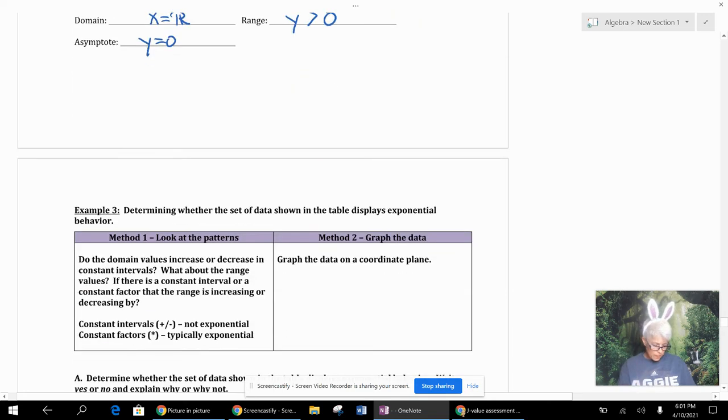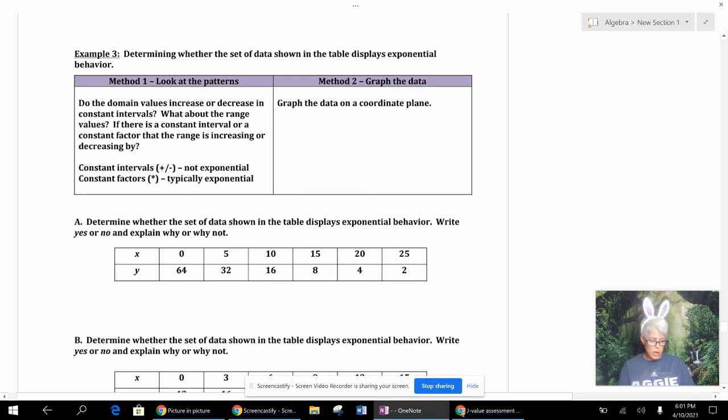So we looked at charts and graphs. Now, how about if you already have a chart? How can you tell if it is exponential? You can tell if, let's see, the domain values increase or decrease in constant intervals. What about the range? Is it a constant interval or is it a constant factor? If it's a constant factor, then yes, it's going to be exponential. If it was a constant interval, it'd be linear.